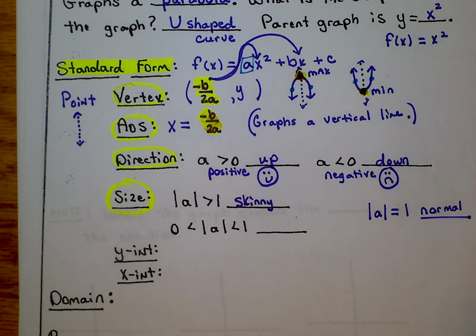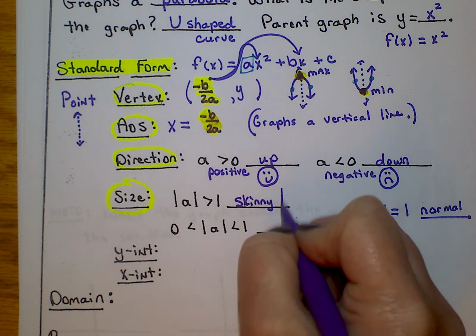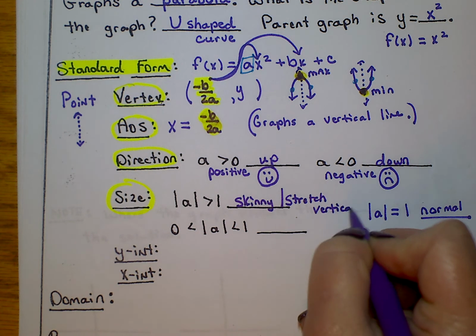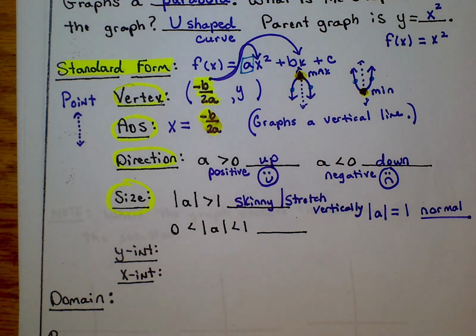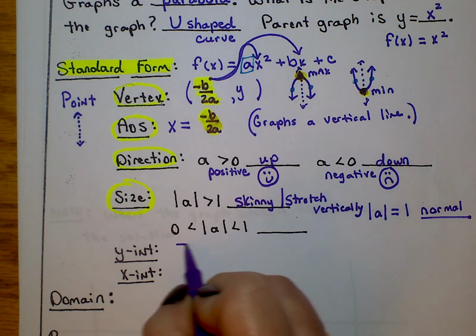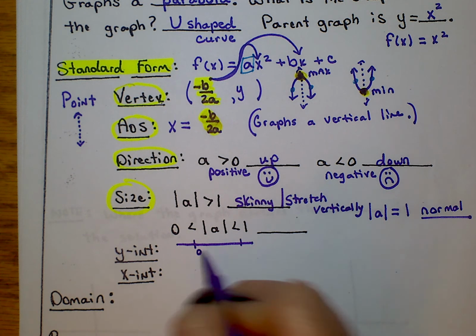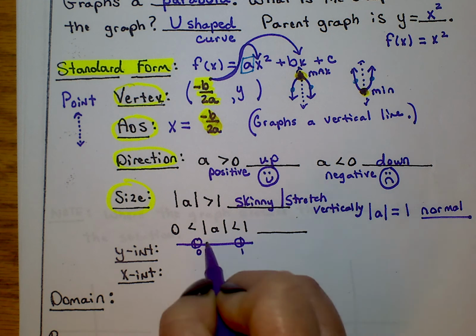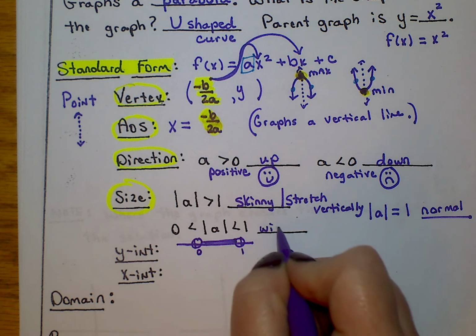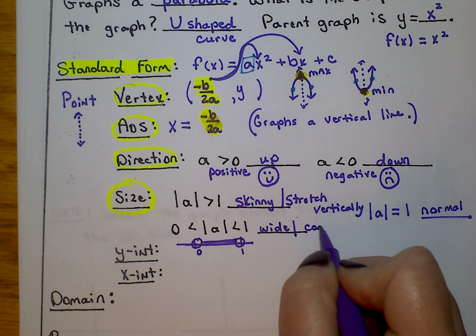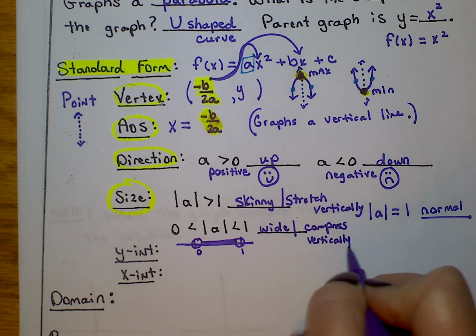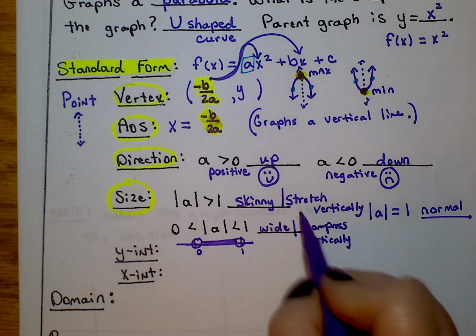And we also talked about that stretching vertically. So remember we called that a stretch vertically. So that is if your A is bigger than 1. If it's between 0 and 1, and what that means is it would be some kind of fraction between those numbers, like 1/2, 1/10, that kind of thing, it's going to get wide, and we called that compress because it compresses away from the y-axis. So we call that compress vertically.